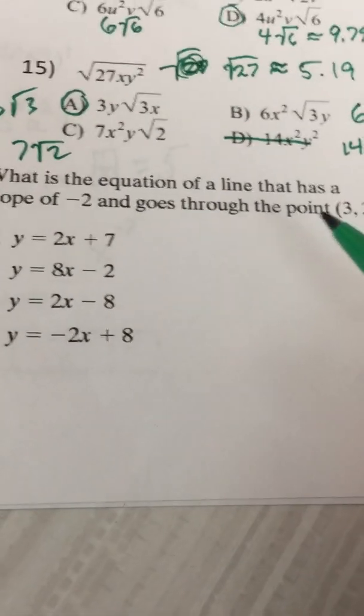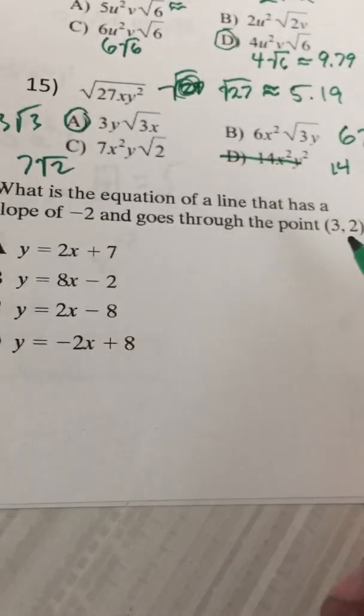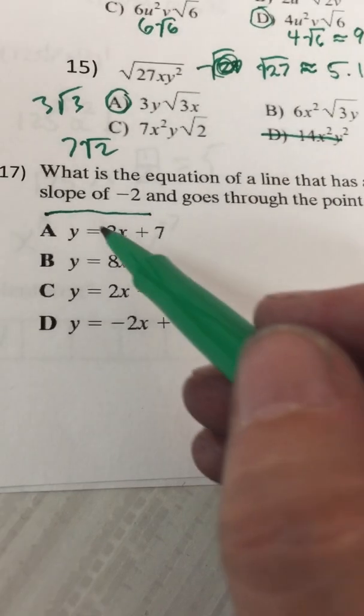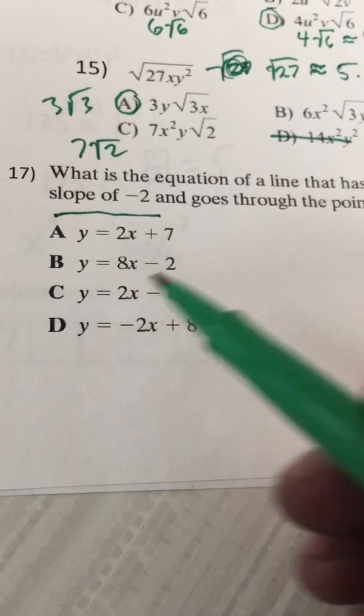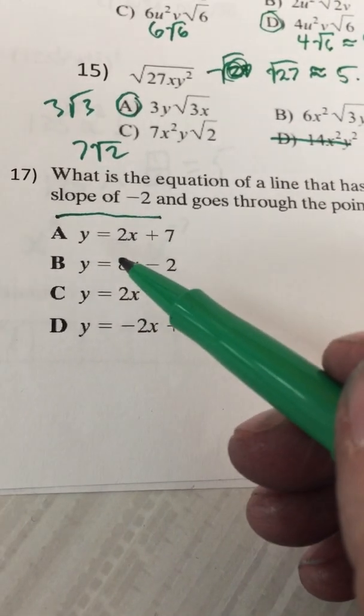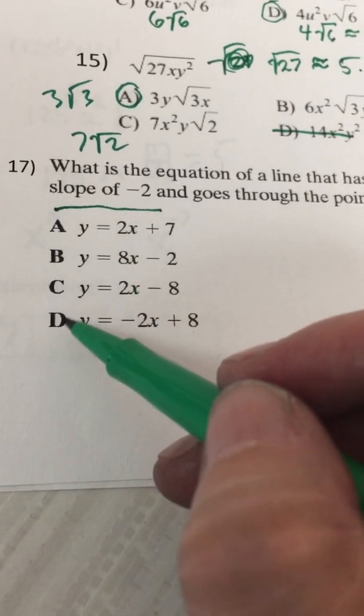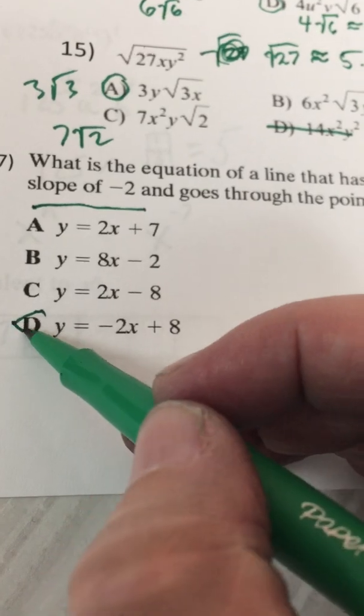Last one on here. What is the equation of a line that has a slope of negative 2 and goes through the point (3, 2)? Well, first of all, the slope is negative 2. And all these equations are in y equals format? Yes. Where is the slope in the equation? It's the number in front of the x. Is there any of these equations that has a negative 2 in front of the x? Yes, it is D, so that's the only one that it can be.